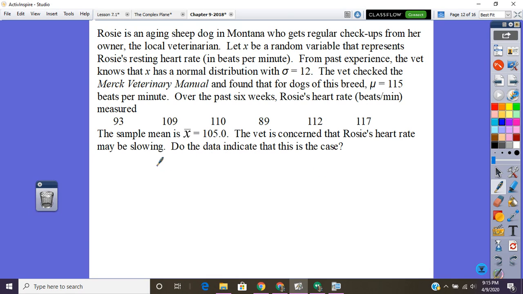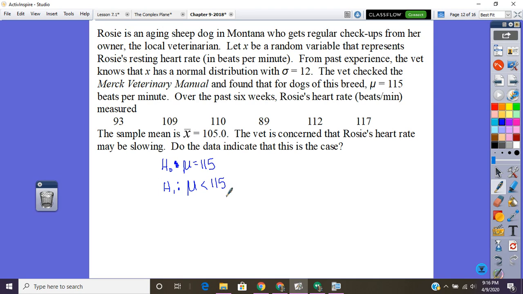Well, we're going to practice finding some things. So let's figure out what the null hypothesis is. Our null hypothesis is really saying, okay, our average heart rate is 115 beats per minute. So our alternate hypothesis is, okay, what do we think is happening with Rosie? Well, we think Rosie's heart rate is slowing, so we think it's less than 115 beats per minute.